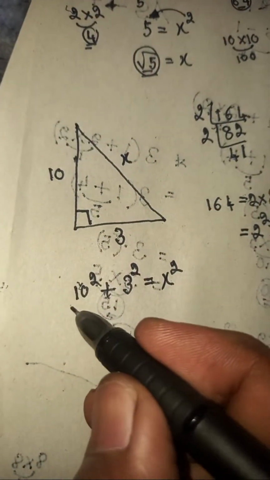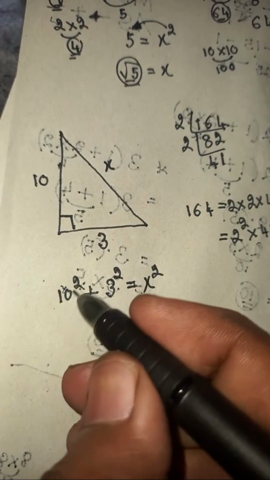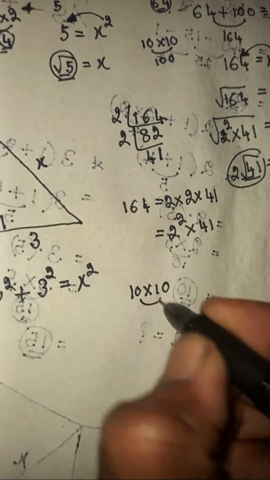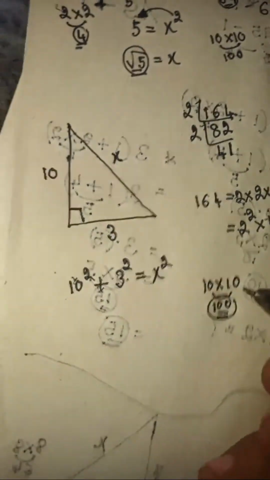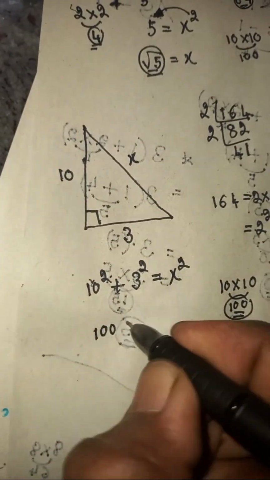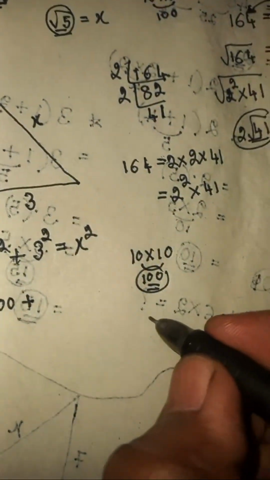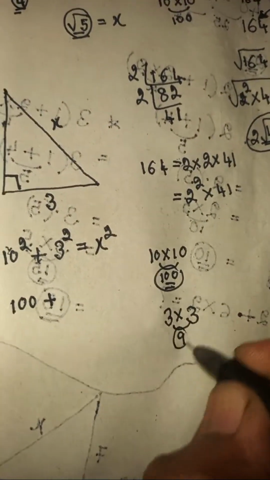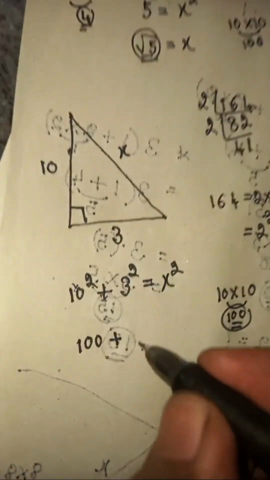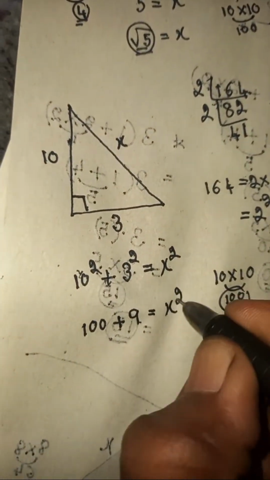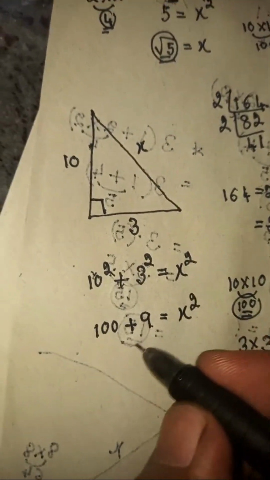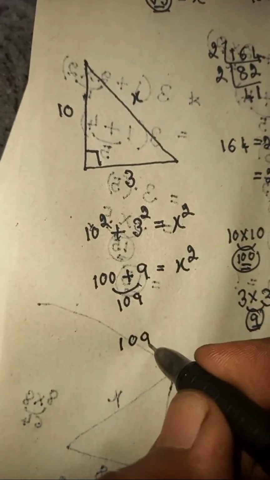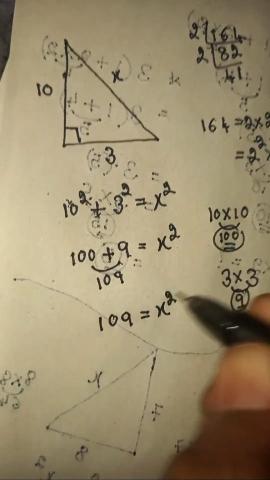So now you need to do this. 10 square means you need to multiply 10 by itself 2 times, that is 10 times 10, which is equal to 100. So this is 100. And 3 square means you need to multiply 3 by itself 2 times. 3 times 3, which is equal to 9. So it is 100 plus 9 equal to x square. 100 plus 9, if you add, you're going to get it as 109. So it is 109, which is equal to x square.